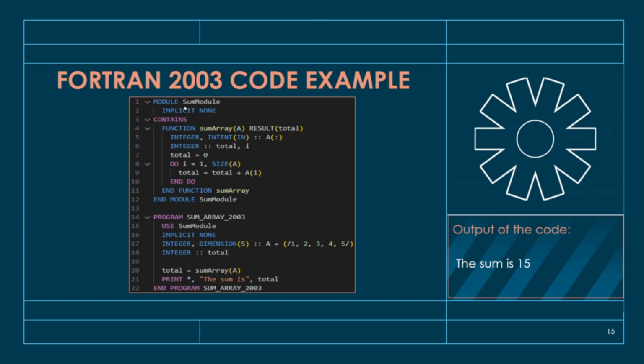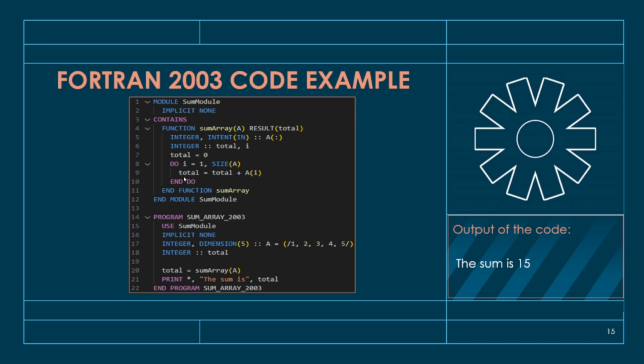So here we have the module sum function. In the container is the sum array. We're calling the result total. So we're declaring the array. Next, we're declaring the two integer variables, total and i. Total equals 0. Now we have the do. Do i equals 1 for the size of A. So the size is 5. As you'll see down here, the size is 5.